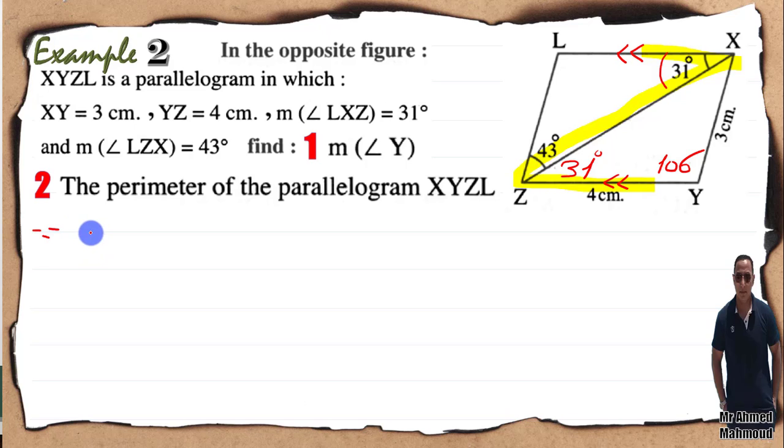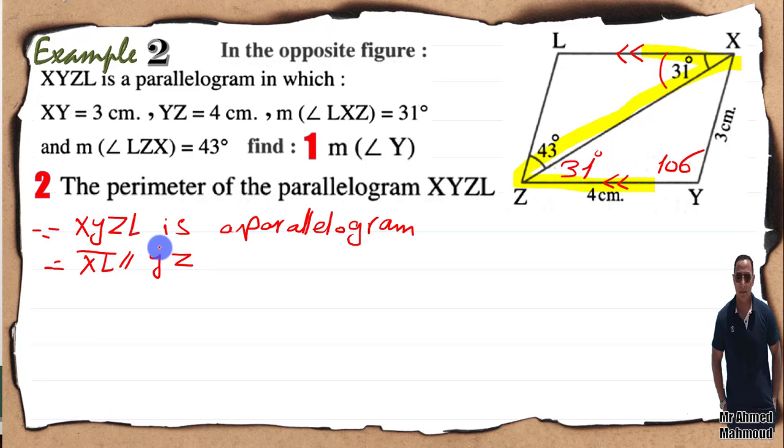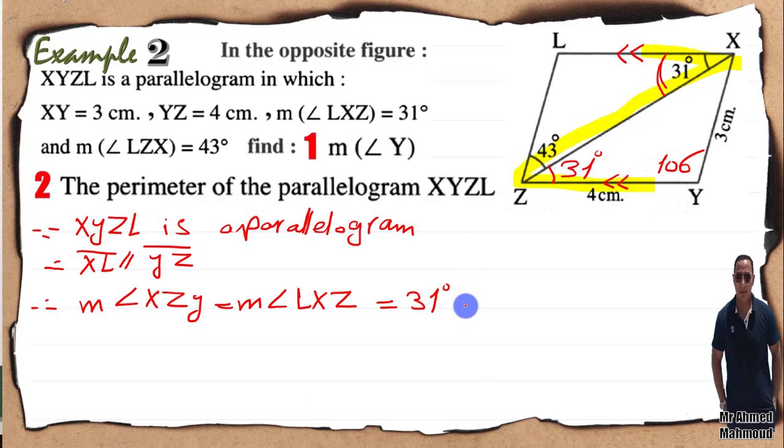Since XYZL is a parallelogram, therefore XL is parallel to YZ, therefore measure of angle XZY equals measure of angle LXZ, and this equals 31 degrees, and this relation is called alternate angles.